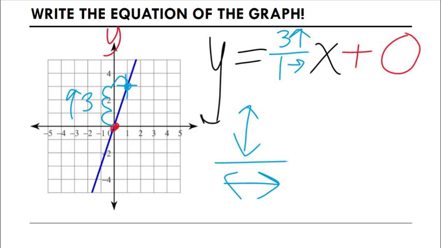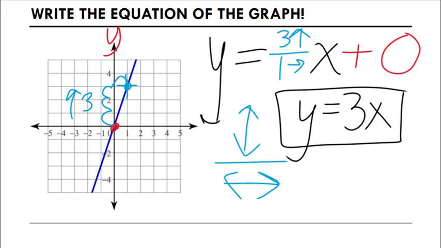So mi ecuación es 3 sobre 1x más 0, pero no necesito el 0 porque solo es 0. So it's y igual 3x, solo este, porque 3 entre 1 es 3, tú puedes simplificar. Right, so 3 divided by 1 is 3, so this is the simplified answer. Okay, and then the plus 0, I don't need it. So cuando no hay número aquí, yo say, oh, es más 0. And that is the end of this video.